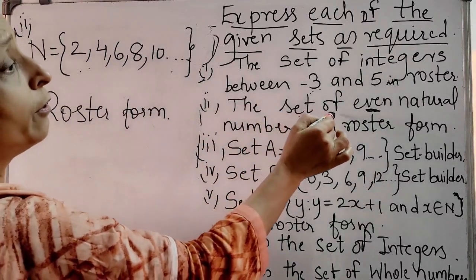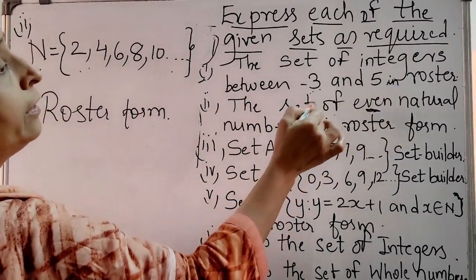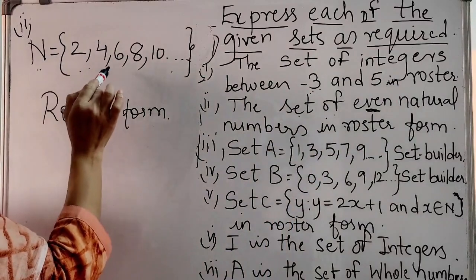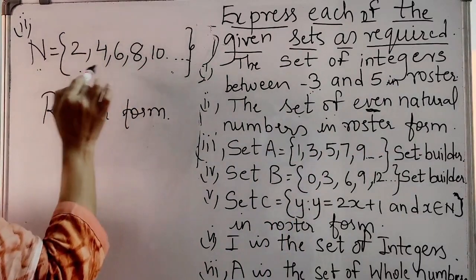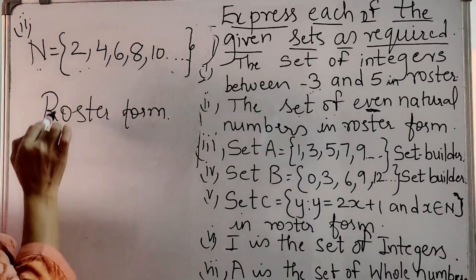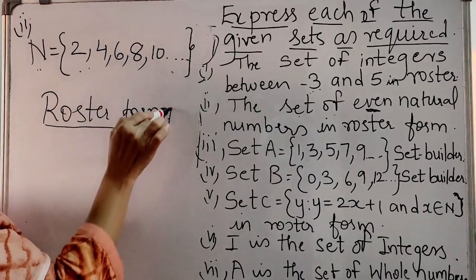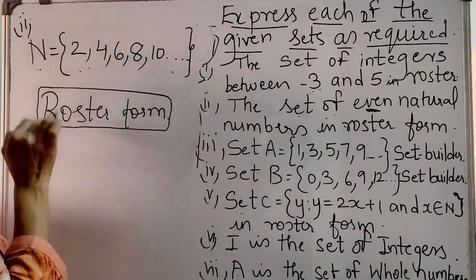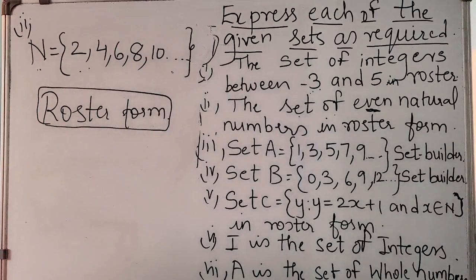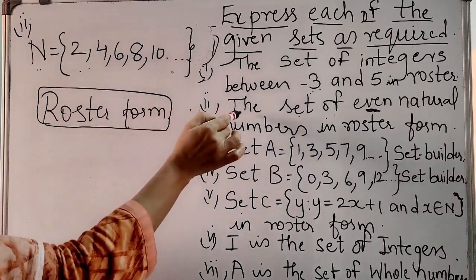Here it is the set of even numbers. So you have to write only even numbers in curly brackets with commas. So this is the even natural numbers in roster form. So we have done the second sum.